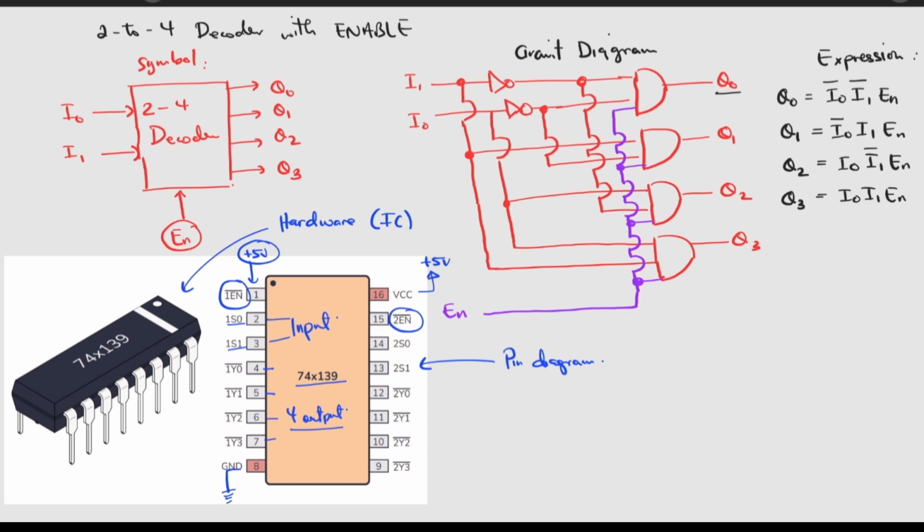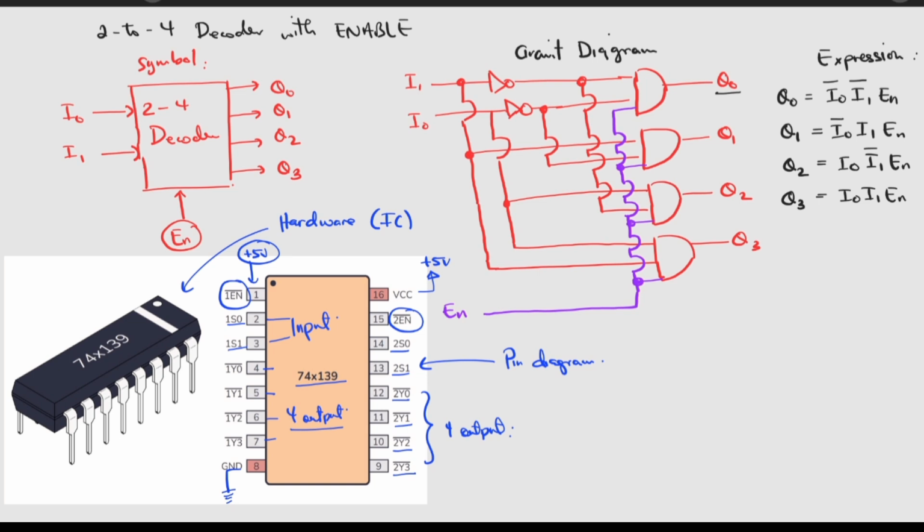And similarly, you can also see the second 2 to 4 decoder, where we have pin 14 and pin 13 as the input pins to the second 2 to 4 decoder within this IC chip, and 2Y0, 2Y1, 2Y2 and 2Y3, which are now the 4 outputs of the second 2 to 4 decoder. So you can use this 2 to 4 decoder in your digital system by connecting the input and the output plus the enable and the power supply to make this particular decoder work.